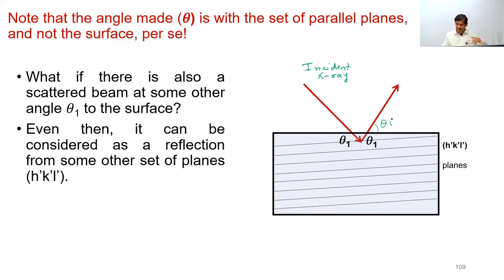So in this case, there's another set of planes which is now not parallel to the surface. That's why this angle theta1 is with respect to the new set of planes, H prime, K prime, L prime. So the point once again is that whenever we have an incident beam and a scattered X-ray beam, we can always find some set of planes in the material such that the incident beam, the scattered beam, and those set of parallel planes form what is known as the reflection geometry. So here we do the plane normal.